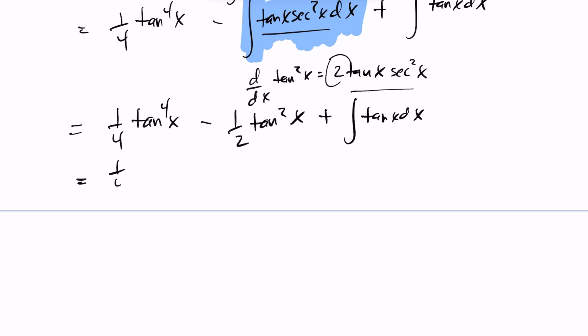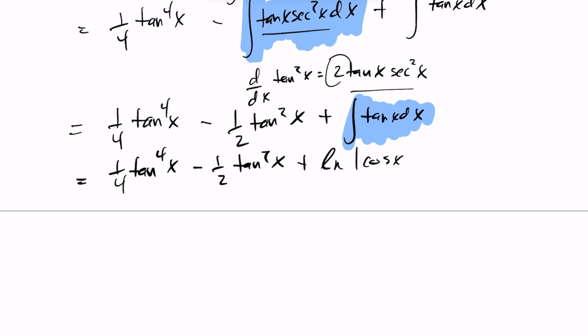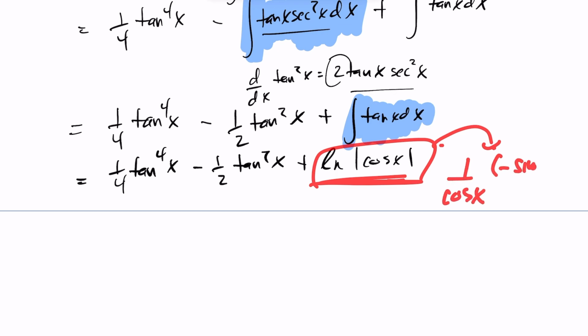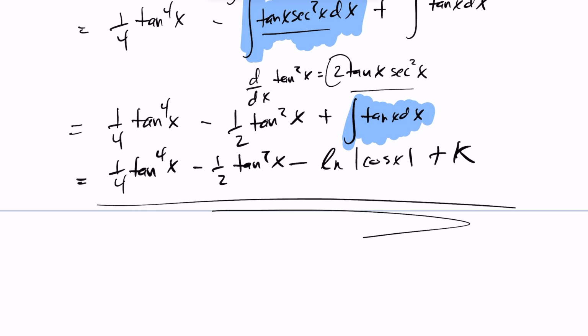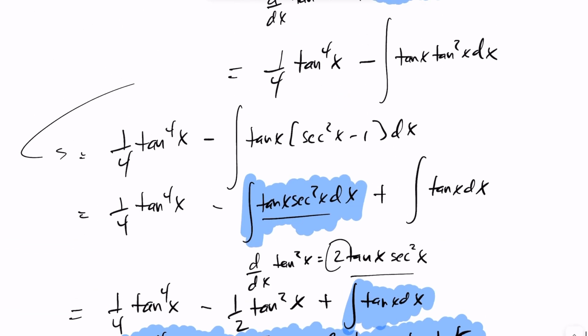And finishing things off here, this is going to be 1 quarter tan to the power of 4x minus 1 half tan squared of x. And the integral of tan of x, I need to find an expression whose derivative becomes tan of x here, and that's just going to be plus the ln of absolute value of cos of x. However, if I leave it in this form, the derivative of ln of cos of x is going to be 1 over cos of x, and then chain rule kicks in, and this becomes negative sine of x, so we are off by a minus sign here. So I'm going to have to change that to a minus, and then you have plus some constant value k. So it turns out that the integral of tan to the power of 5 of x is 1 quarter tan to the power of 4 of x minus 1 half tan squared of x minus the ln of the absolute value of cos of x plus some constant value k.